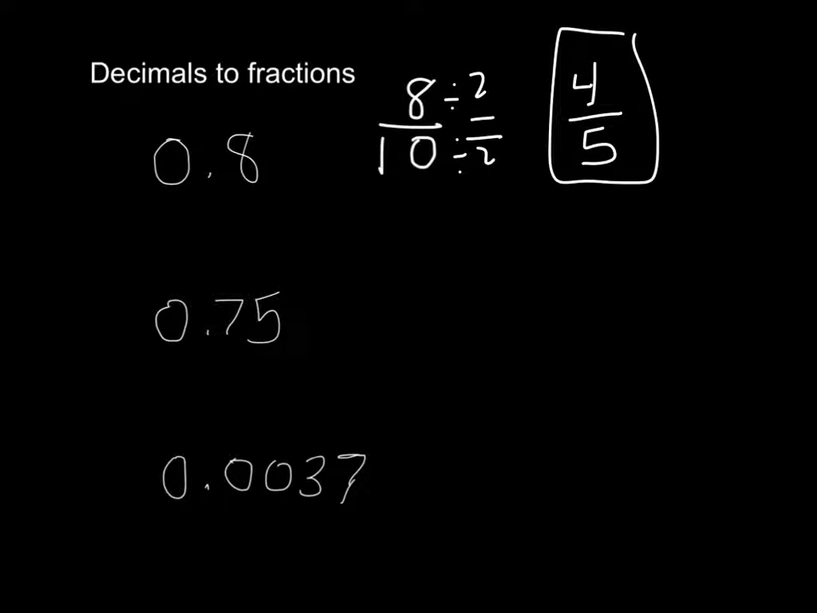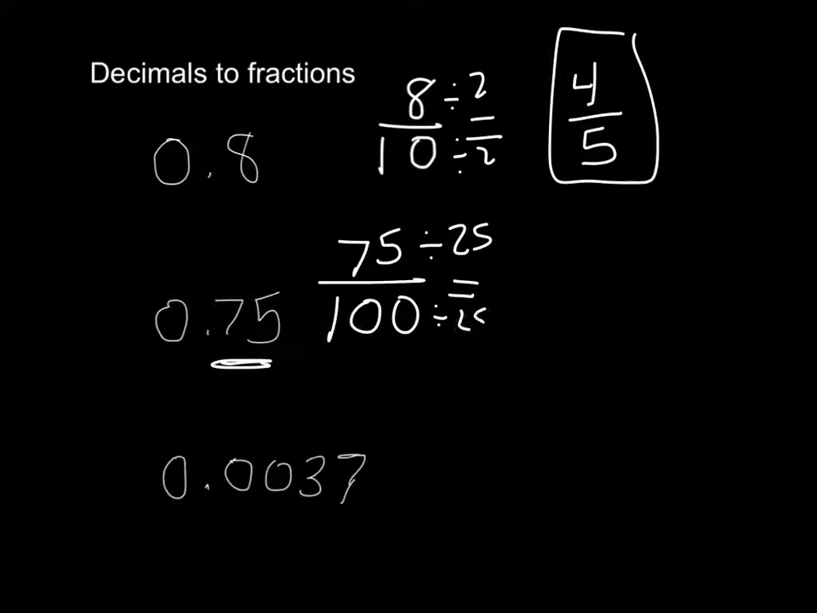Next one, I would put 75 over 1 with 2 zeros, because there are 2 place values here. And this is the hundredths place value that it's worked out to. Both of those are divisible by 25, which is going to give me 3 over 4. 3/4 for my final answer on that one.